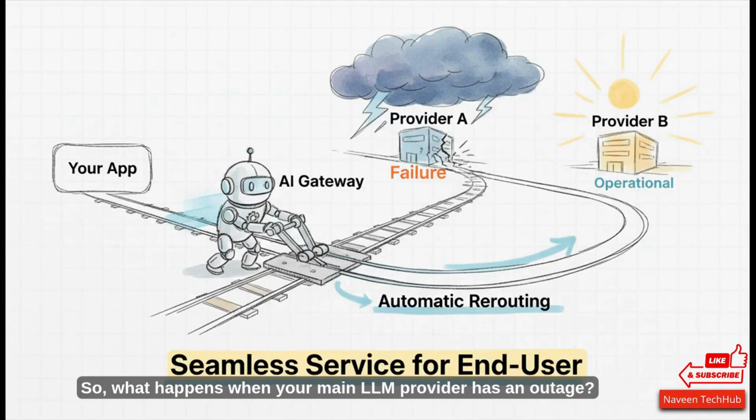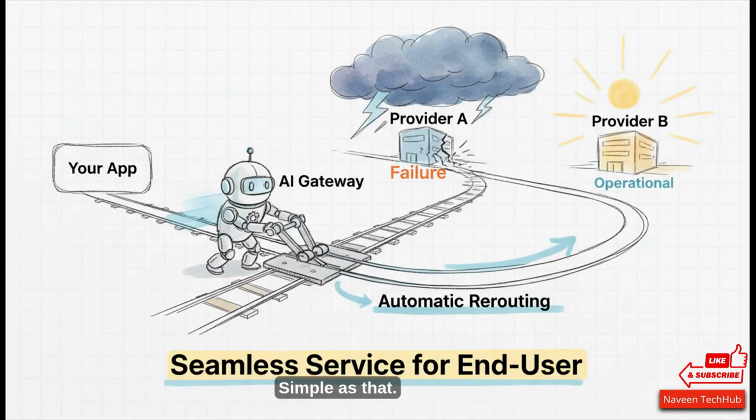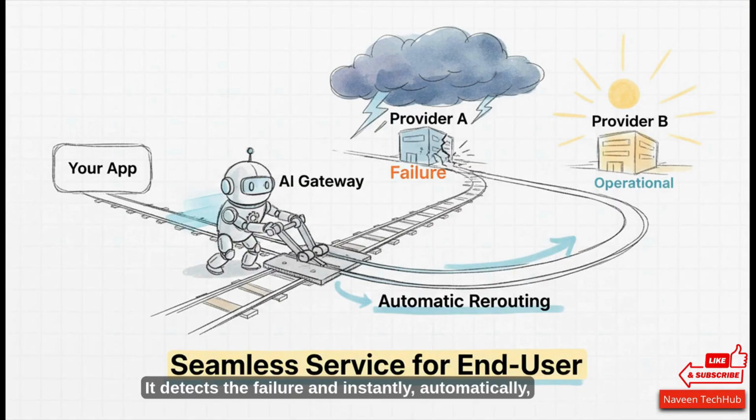So what happens when your main LLM provider has an outage? Well, without a gateway, your app goes down too. Simple as that. With an AI gateway, it acts as a circuit breaker. It detects the failure and instantly, automatically, reroutes all the traffic to your backup provider. Your users, they never even know anything was wrong.